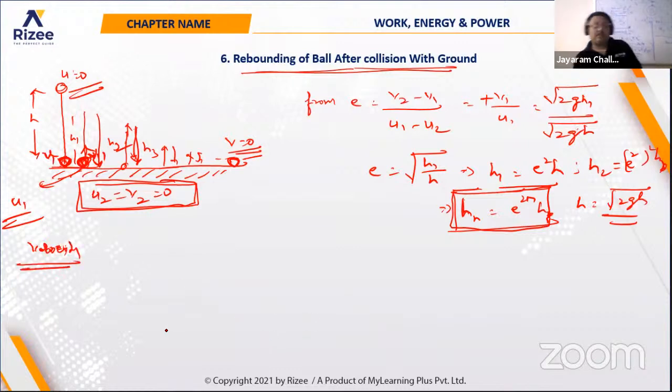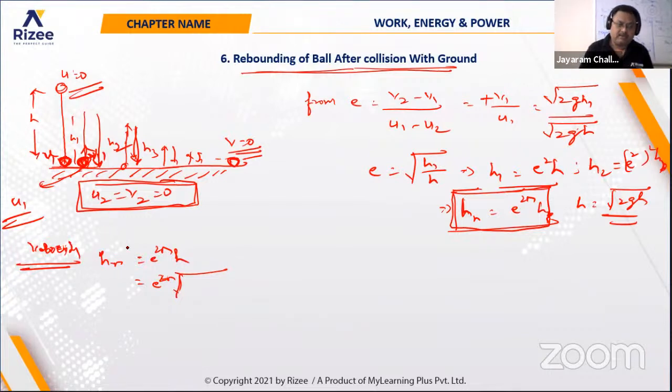So the velocity of the object will be that after the nth rebound. So how can you say this? Hn is equal to e to the power of 2n into h. H is nothing but e to the power of 2n into h, and the value can be written as u square by 2g, or anything you can put over there. Or if you want to convert that into velocity terms, you can also write the velocity in this case.